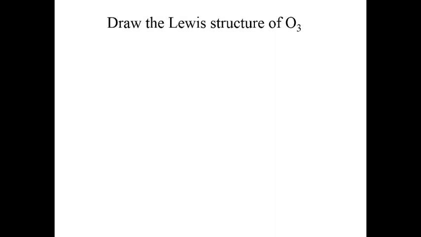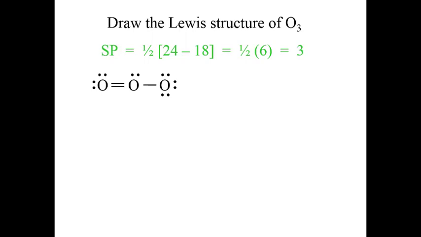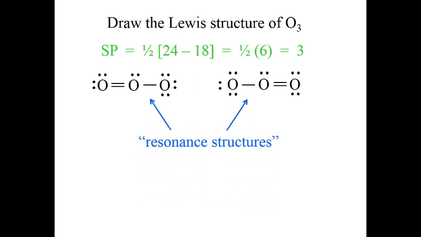We'll draw the Lewis structure of ozone, O3. Similar to what we saw in the examples in the previous section of this module, there should be 3 shared pairs. There should be one double bond and one single bond. We can choose to draw the double bond to the left oxygen or the double bond to the right oxygen. We would say that these 2 Lewis structures are resonance structures.